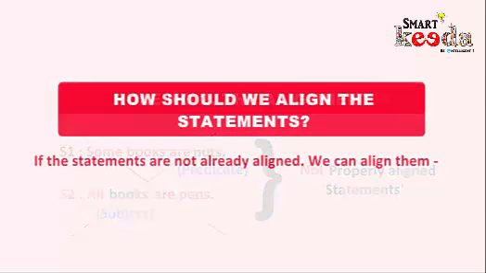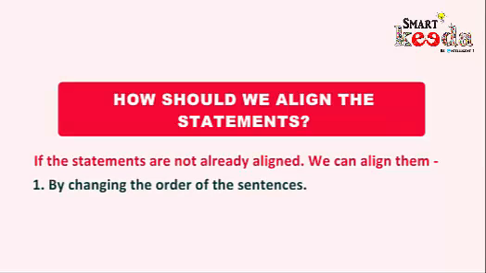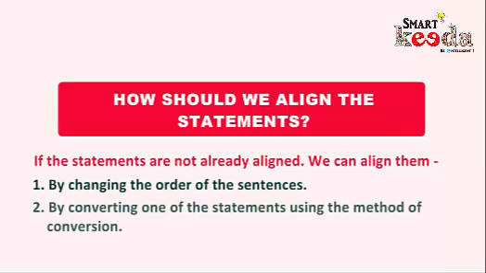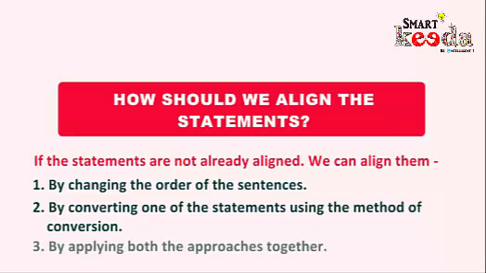Now the question arises how we should align the statements. Friends, if the statements are not already aligned, we can align them by changing the order of the sentences or by converting one of the statements using the method of conversion or by applying both the approaches together. Let's understand this with some examples.